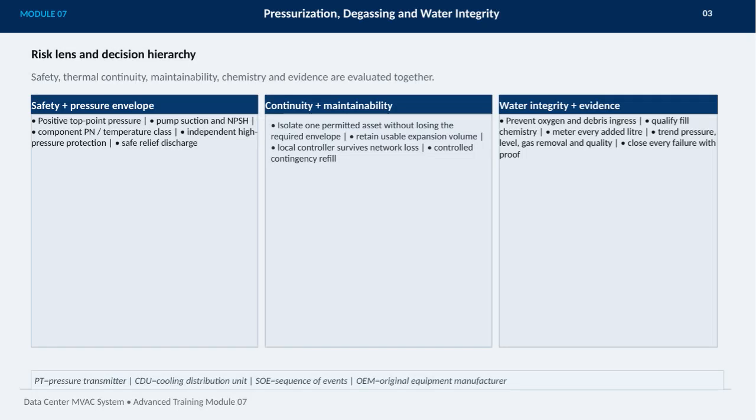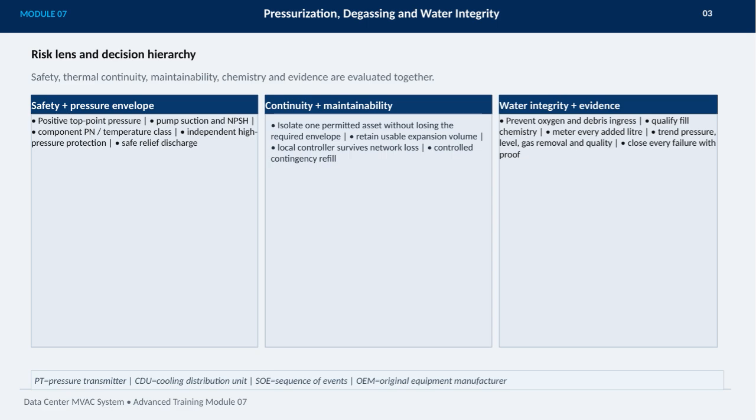Here, we focus on the risk lens and decision hierarchy critical to managing the MVAC system. Safety is paramount, along with maintaining the pressure envelope. This means ensuring positive top point pressure, adequate pump suction and NPSH, appropriate component pressure and temperature ratings, independent high-pressure protection, and safe relief discharge mechanisms.